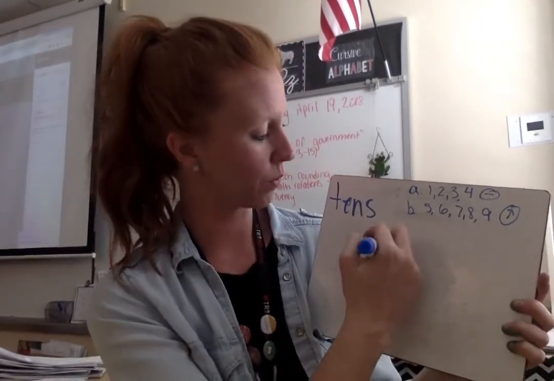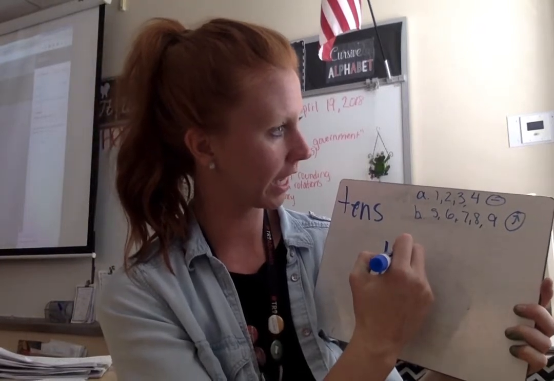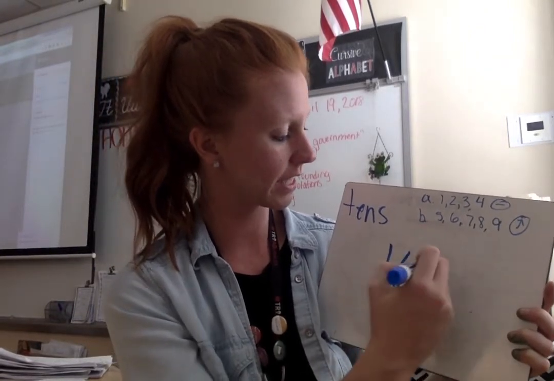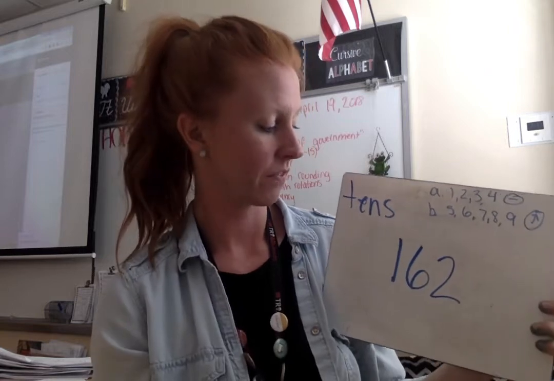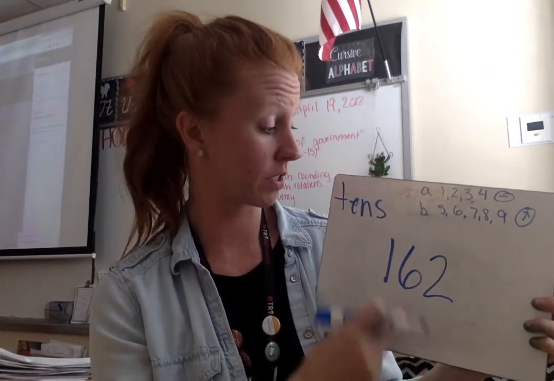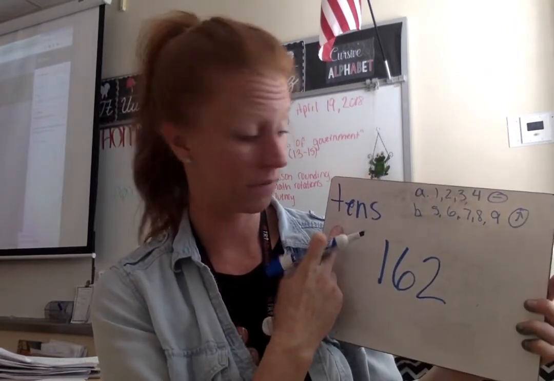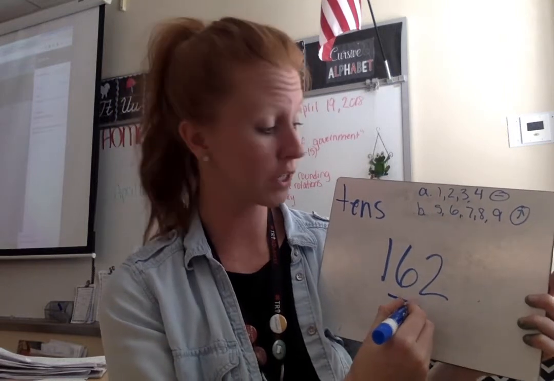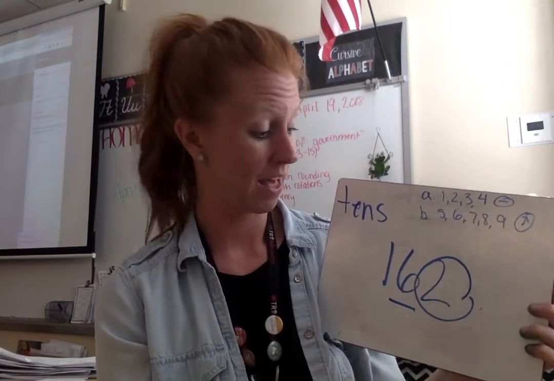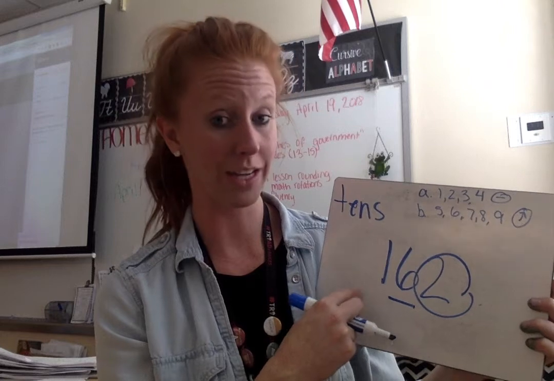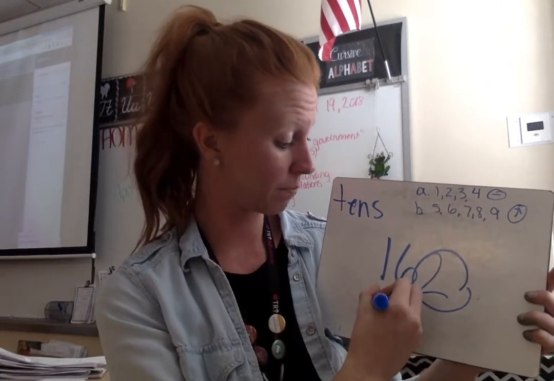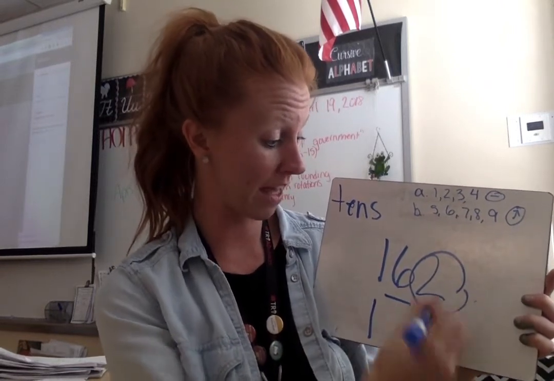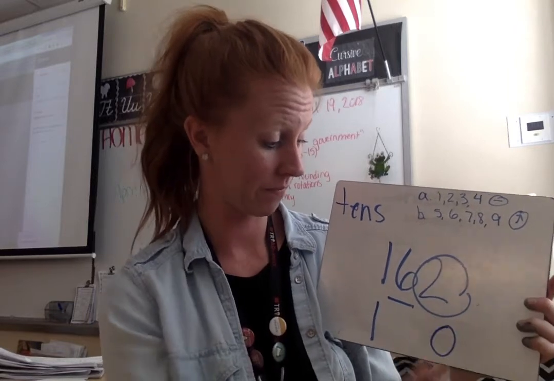Okay, this time we're going to do 162. Now we have 3-digit numbers, still rounding to the nearest tens. Underline where you're rounding to, circle the number behind it. Everything in front of the underline is going to stay the same, so I can already put that 1 down. And I know this is going to be a 0, and everything after it.